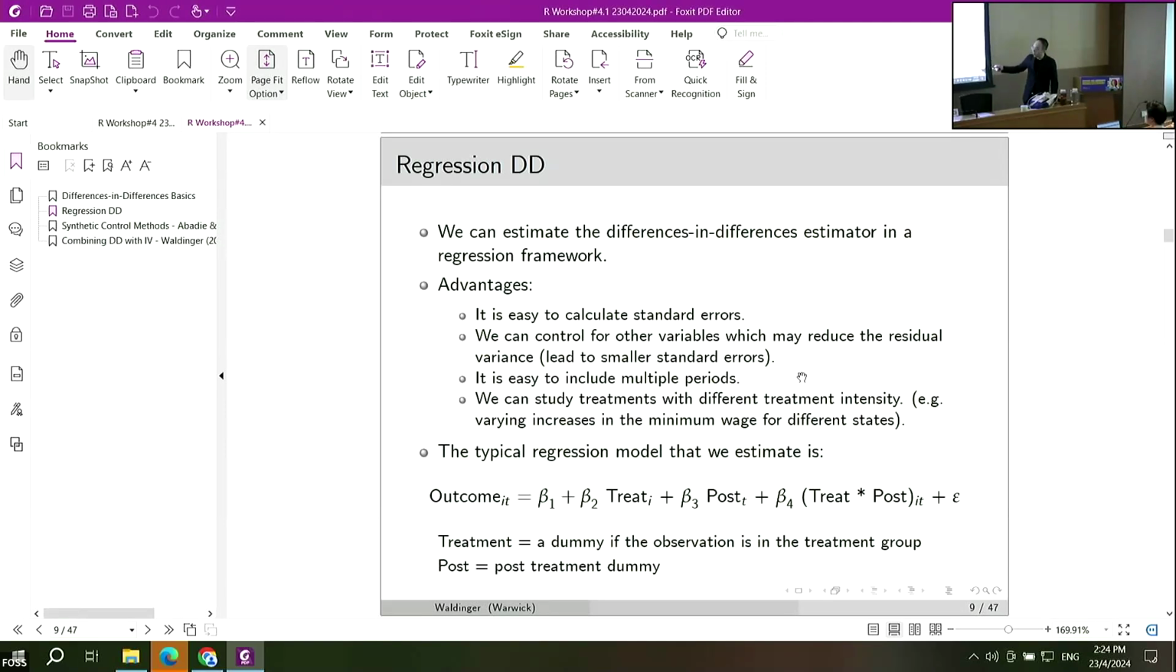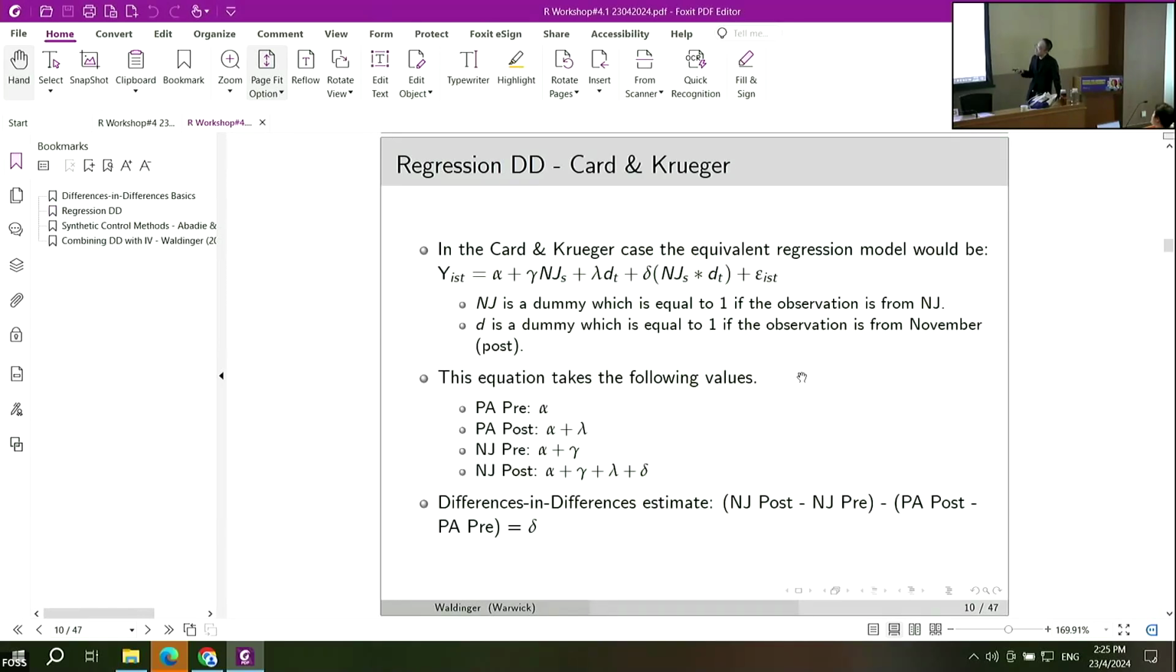You could see that, or you could include other additional covariates as you see fit, depending on what your question is, what available variables you may have, etc. So the treatment, again, is the dummy if the observation is in the treatment group, and the post is going to be the post-treatment dummy. All right, so this is basically the regression, just to be specific.